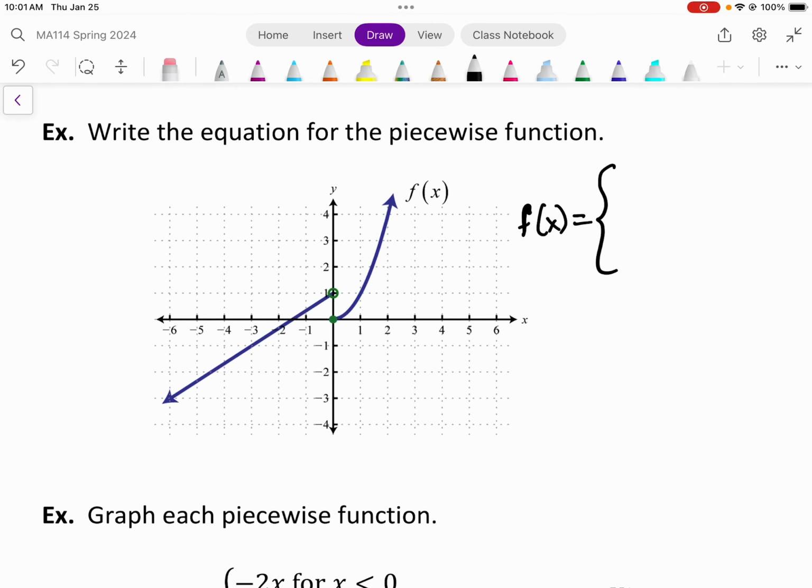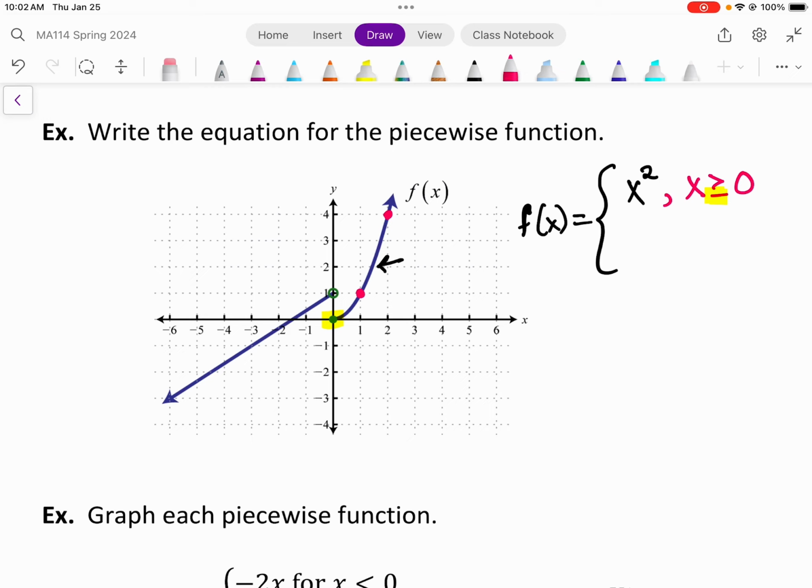Okay, it looks to me like this branch here is x squared. And why do I know that? How do I know that? 1, 1 is a point, 2, 4 is a point, 0, 0 is a point. So x squared. It is only on the right side, so that's when x is greater than or equal to 0. And this initial point was filled in. So that initial point being filled in indicates an equal to right here.